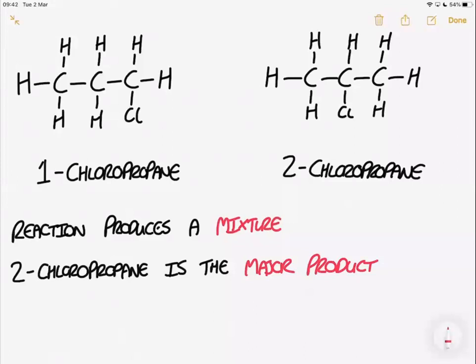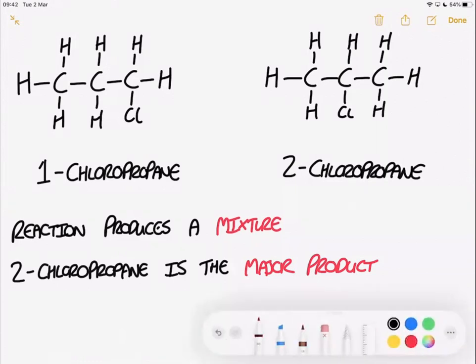I don't want to put specific numbers on it, but let's just say for the sake of argument, 90% of what's formed is this isomer, 2-chloropropane, and 10% of what's formed is 1-chloropropane. I don't know what the actual proportions are because it's going to vary by reaction, but let's just say that for the sake of argument, right? 90% of one and 10% of the other. So it is a mixture, but it can be a very unequal mixture.